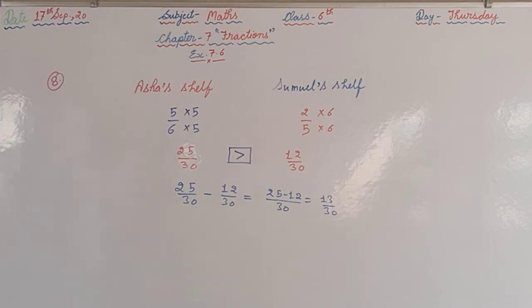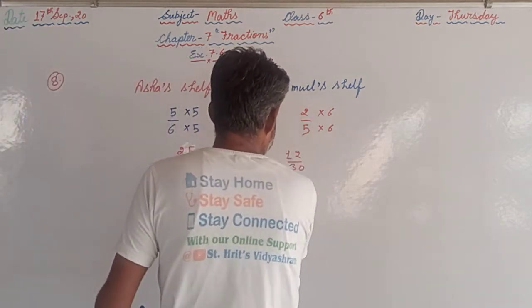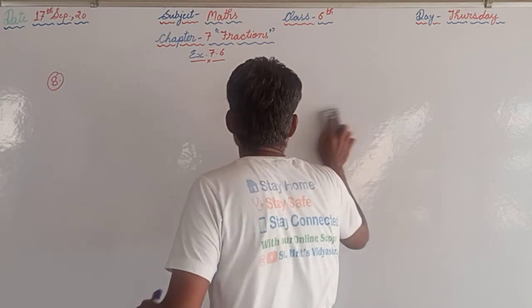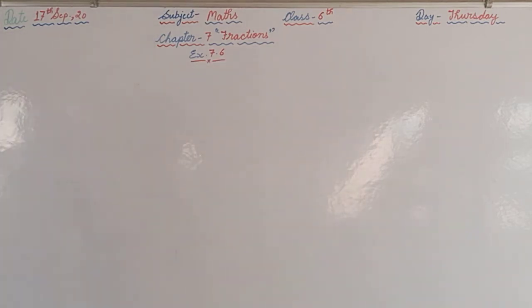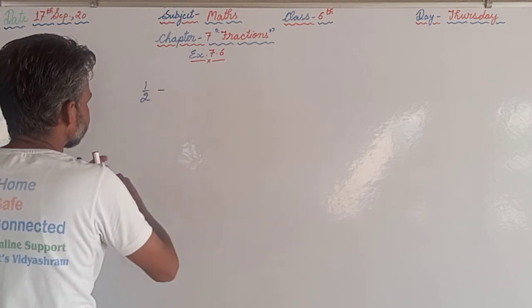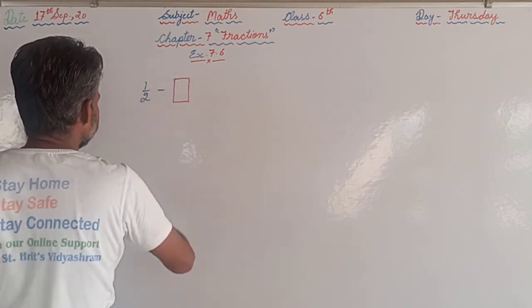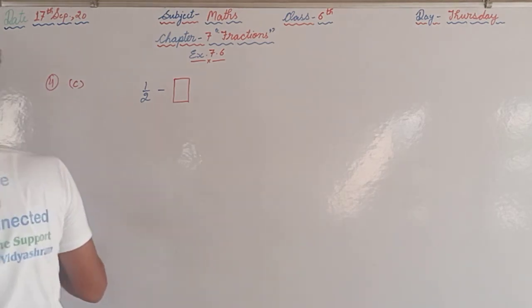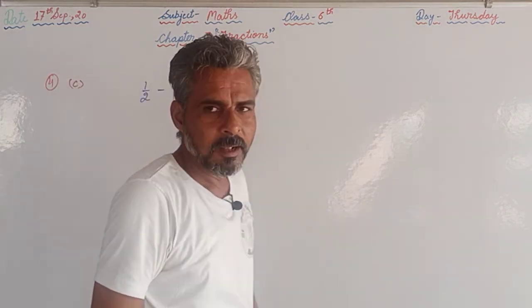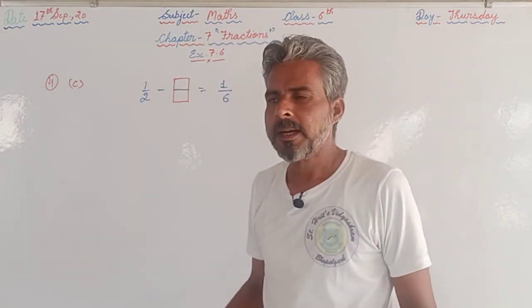At the same time, yesterday we discussed one question, question number 4, in which 3 parts are there. 2 we have already discussed. So question number 4 part C is 1 upon 2 minus a box equals 1 upon 6. The 2 parts of this question we discussed yesterday, and the third part I gave you in the homework.